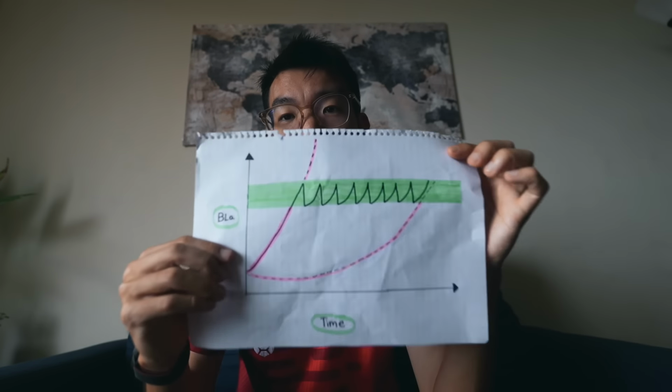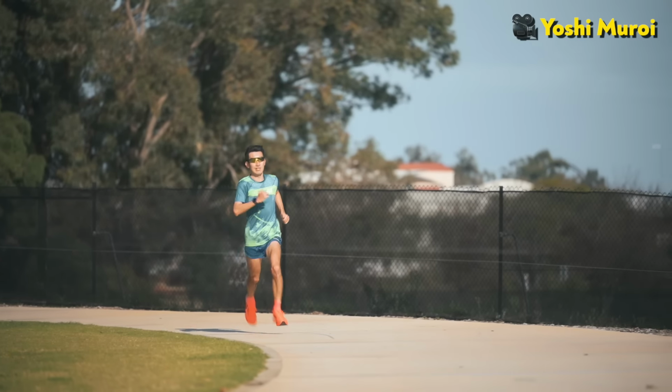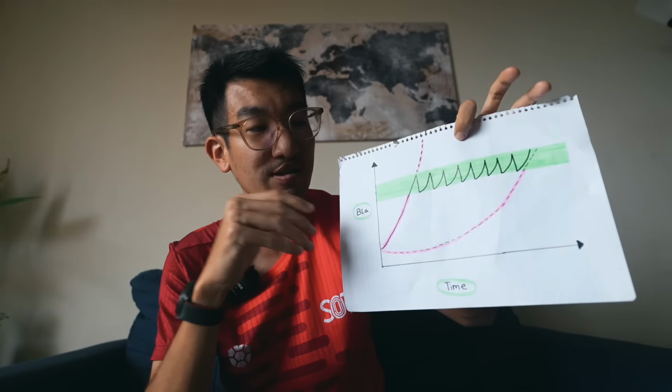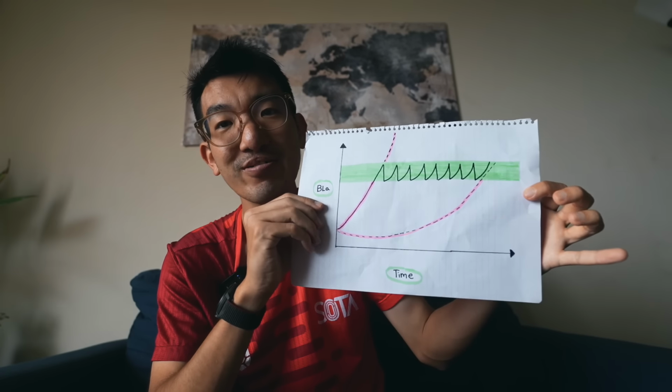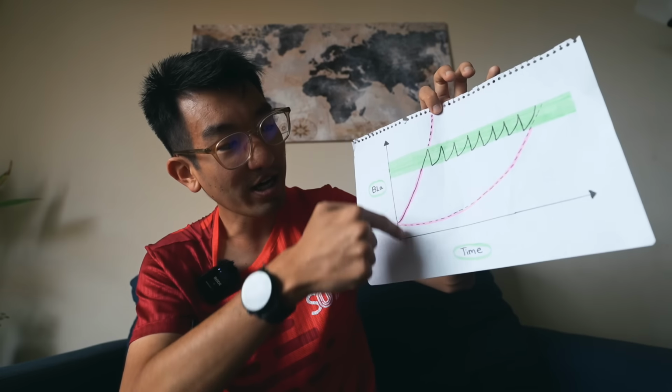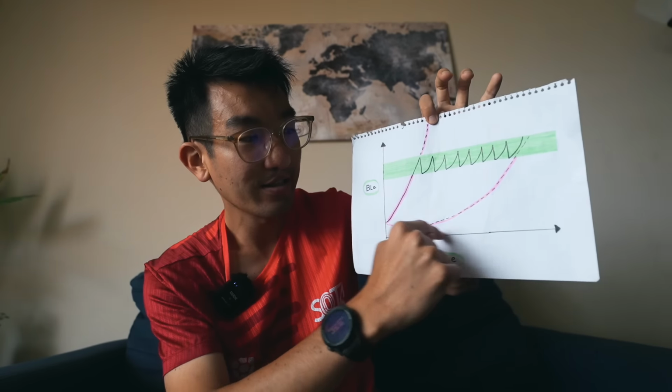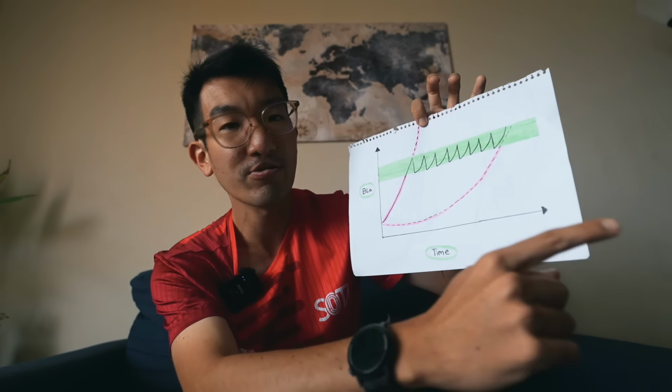So in order to understand threshold a bit better, I need to show you this graph, and this is why threshold intervals are better than continuous tempo. It is simplified a lot, so I understand that it's not the most accurate, but it still gets my point across. The y-axis shows the blood lactate values, so how much blood lactate there is, and the x-axis shows time throughout the run.